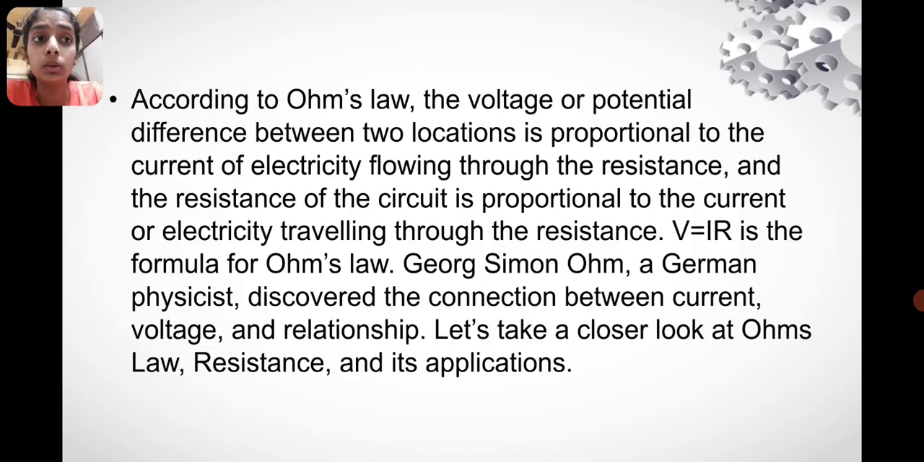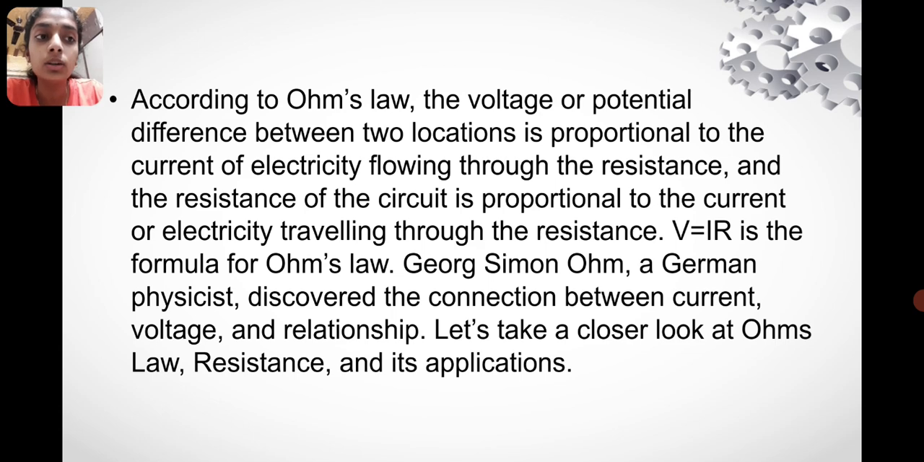My concept video topic is Ohm's law at constant temperature. According to Ohm's law, the voltage or potential difference between two locations is proportional to the current of electricity flowing through the resistance. V = IR is the formula for Ohm's law. George Simon Ohm, a German physicist, discovered the relationship between current, voltage, and resistance.